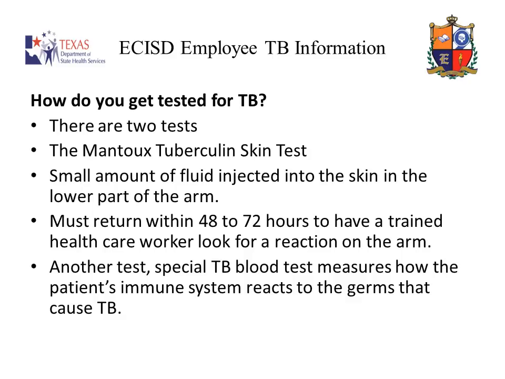How do I get tested for TB? There are two tests that can be used to help detect TB infection, a skin test or a TB blood test. The tuberculin skin test is performed by injecting a small amount of fluid into the skin in the lower part of the arm. A person given the tuberculin skin test must return within 48 to 72 hours to have a trained healthcare worker look for a reaction to the arm. The other test, a TB blood test, will measure how the patient's immune system reacts to the germs that cause TB. Of these two tests, the most common is the tuberculin skin test.